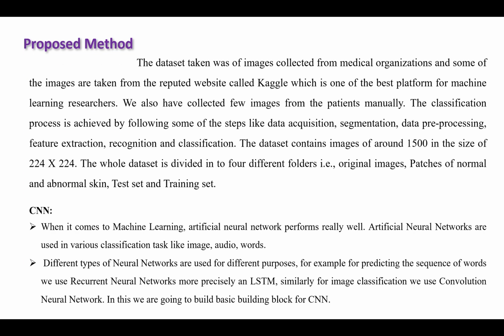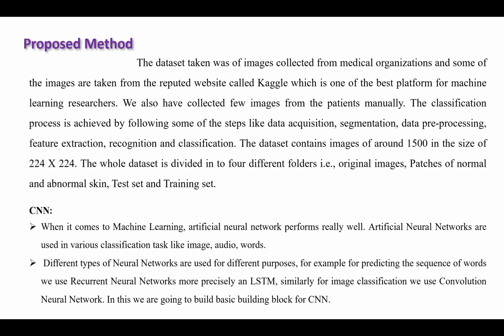In the proposed method, the dataset taken was an image collection from a medical organization, and some of the images are taken from the reputed website called Kaggle, which is one of the best platforms for machine learning researchers. We also collected a few images from patients manually. The dataset contains around 1500 images of size 224 by 224. The whole dataset is divided into 4 different folders, that is original image, patches of the original and abnormal skin, test set and training set.